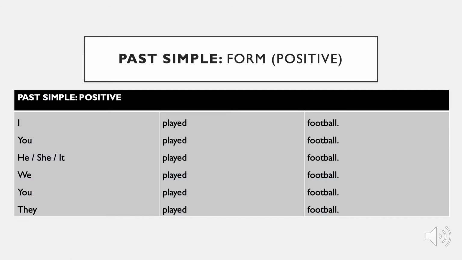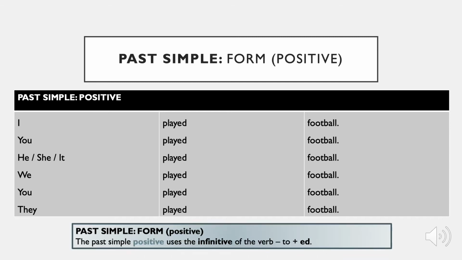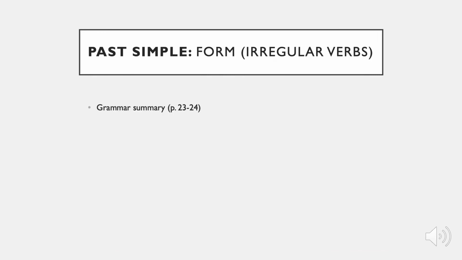Here's an overview of the positive form of the past simple. So I played football, you played football, he, she, it played football, we played football, you played football, and they played football. Again, you have the rule here, but don't forget about the exceptions. There are also a few irregular verbs that you have to learn by heart. Dus de onregelmatige werkwoorden moet je van buiten leren. You can find them in your grammar summary on pages 23 and 24.